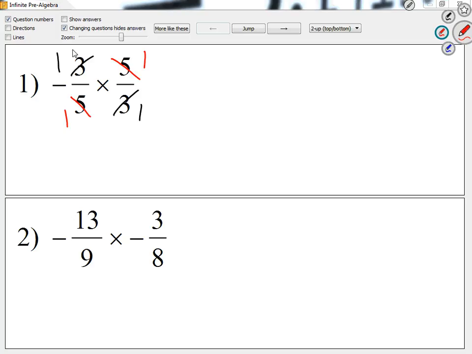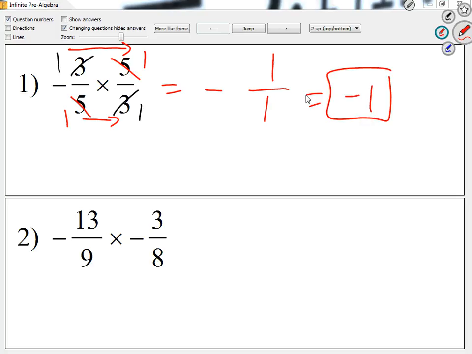Now, I'm just going to multiply straight across. First, let me take care of the sign. Negative times negative, it's a negative fraction. 1 times 1 on the top. At the bottom, 1 times 1. So I'm just going to simplify this to negative 1.